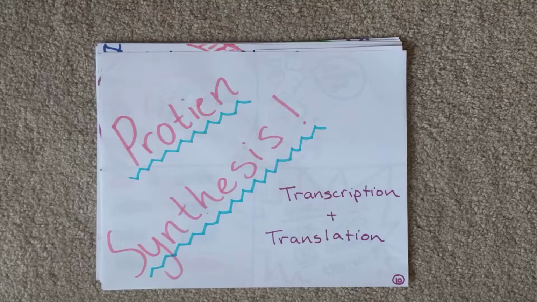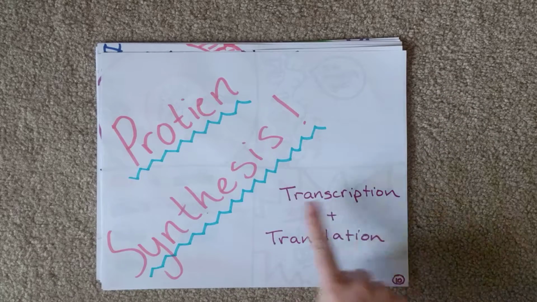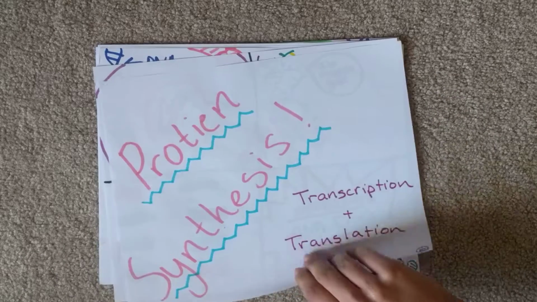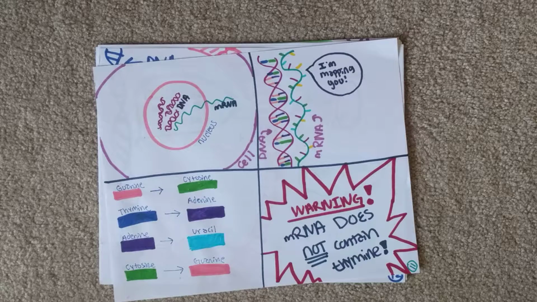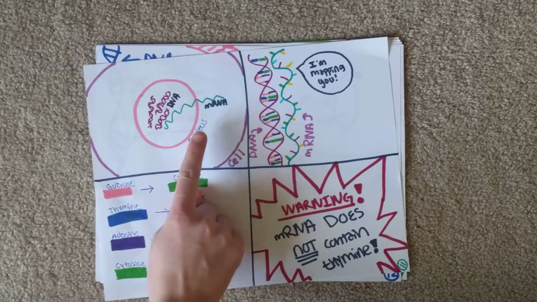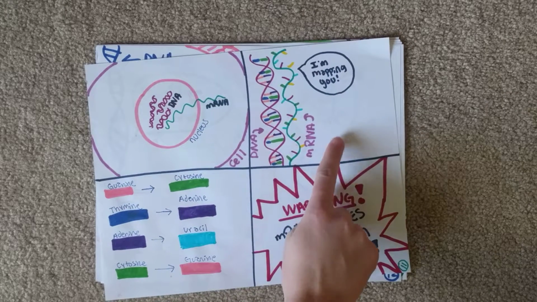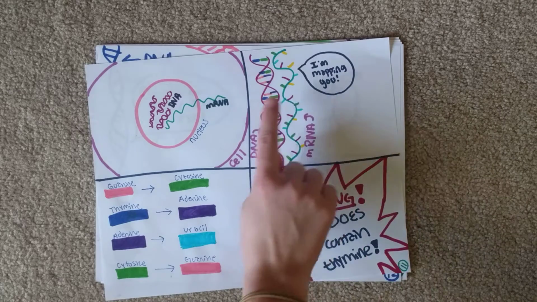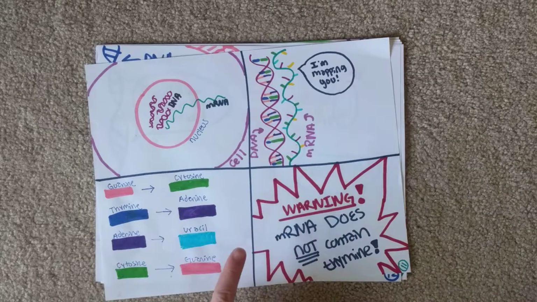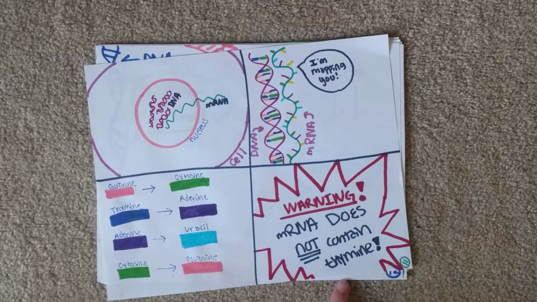Now that we have talked about mRNA and DNA, we can talk about protein synthesis. There are 2 steps to protein synthesis: transcription and translation. Transcription occurs when the mRNA enters the nucleus and copies the DNA. During the copying process, the nitrogen bases from the DNA are mapped onto the mRNA. Guanine maps to cytosine, thymine maps to adenine, adenine maps to uracil, and cytosine maps to guanine. It is important to remember that mRNA does not contain thymine.